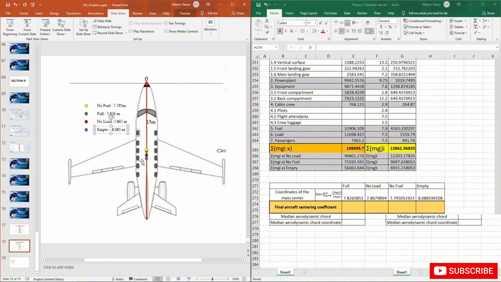Okay, so you can see that the empty aircraft has its mass quite backward compared to the other aircraft cases, and we will see how this will affect our final aircraft centering coefficient, which needs to be between 0.2 and 0.3, as you remember. So okay, and you can see here I drew it like the empty aircraft has the center of gravity here. Then the aircraft without any load has the center of gravity in front, then is the center of gravity of the full aircraft, and finally of the aircraft without fuel.